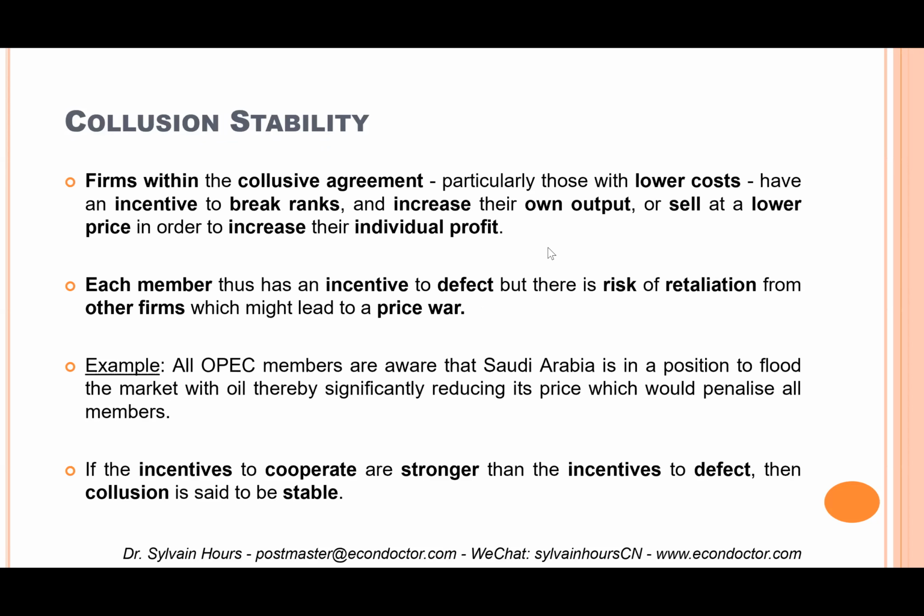That's what I explained. When you have several firms who engage in collusion, each of them, especially those who are the most efficient, because they are the ones who have the potential to compete the hardest, has an incentive to break ranks, which means to deviate from the agreement, and to decrease the price or to sell more output, basically to try to gain market share. They want to compete.